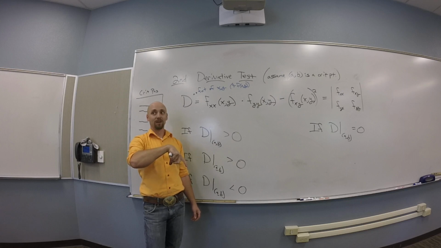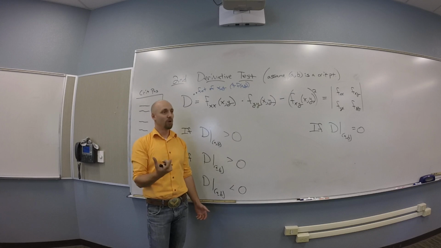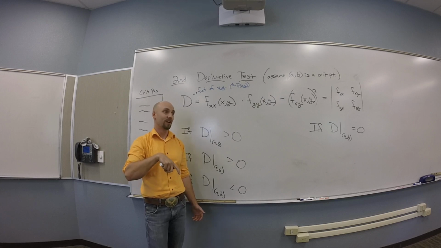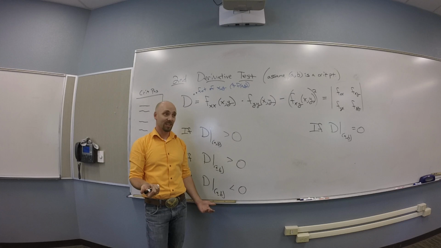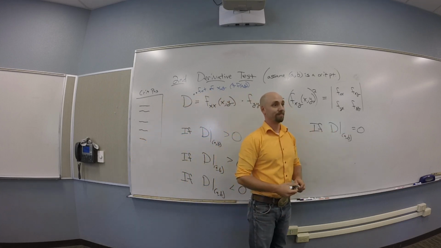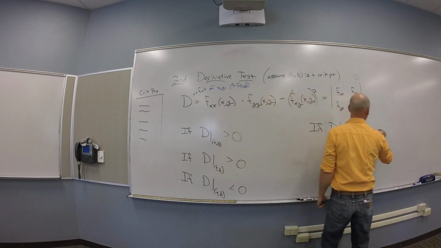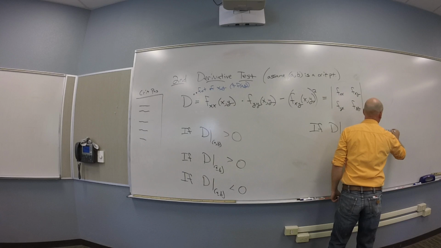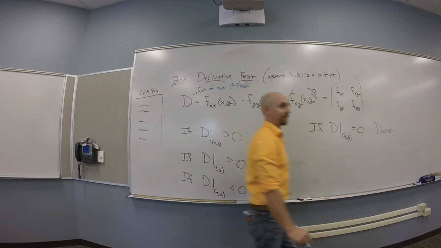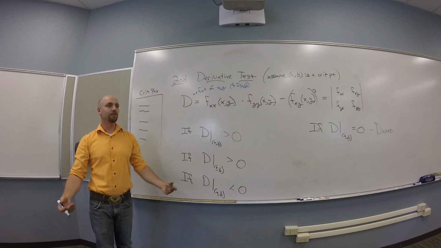You guys with me? But you can't tell from the concavity because the concavity is 0 there anyway, right? Regardless of whether you have 12x squared or minus 12x squared, when you evaluate at 0, you still get 0. So if D is 0, that's your I don't know. The test was inconclusive, you don't know anything.